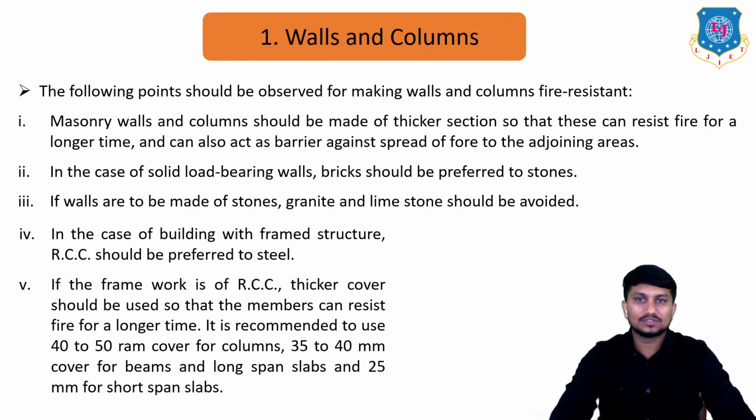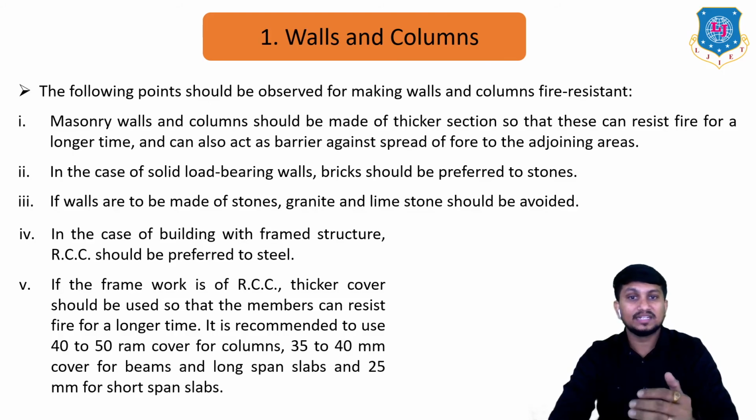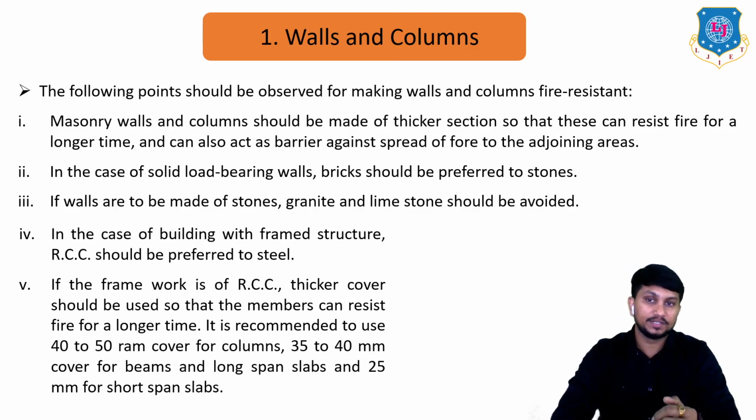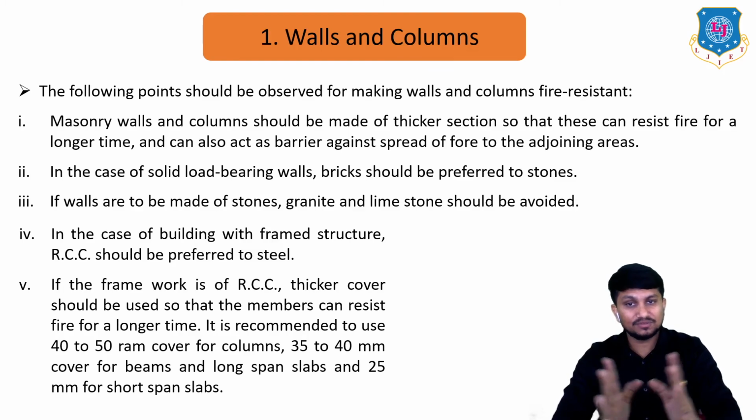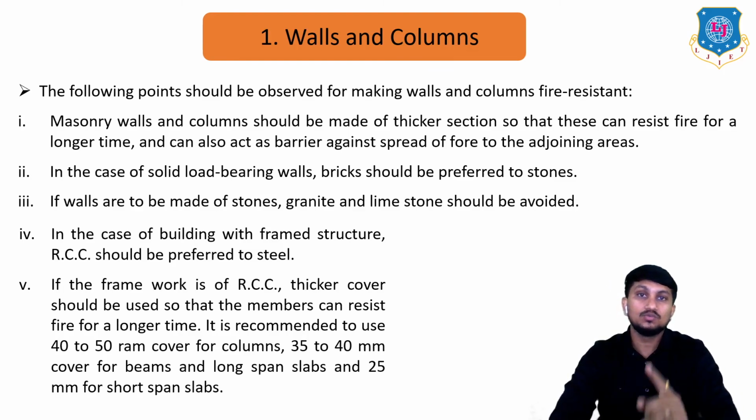The following points should be observed for making walls and columns fire resistant. First, masonry walls and columns should be made of thicker section so that they can resist fire for a longer time and can also act as a barrier against spread of fire to the adjoining areas. Okay. Second, in the case of solid load-bearing walls, bricks should be preferred to stones. Okay, if walls are to be made of stones, granites and limestone should be avoided. In the case of buildings with frame structure, RCC should be preferred to steel.